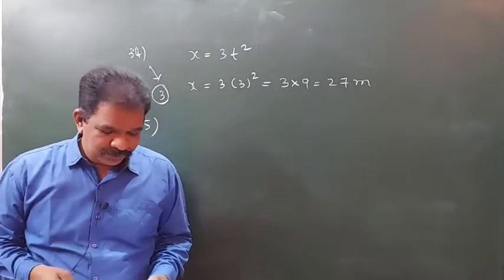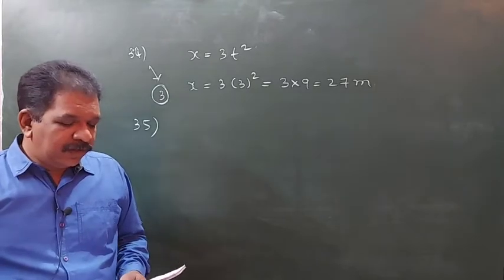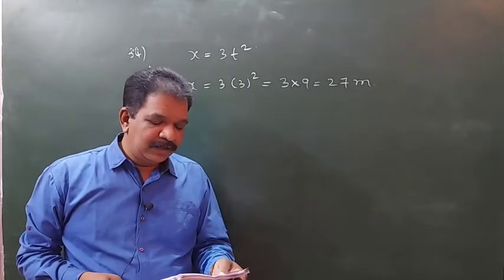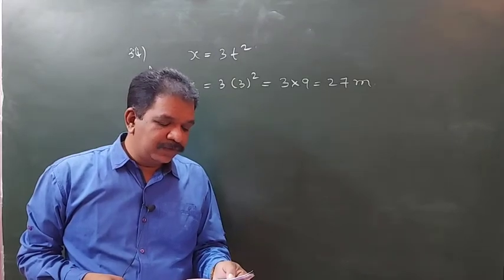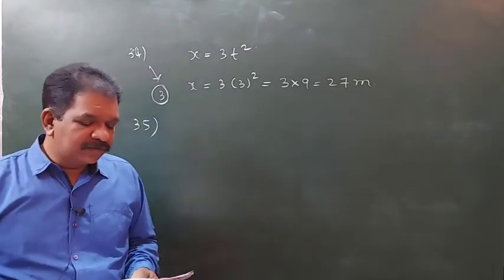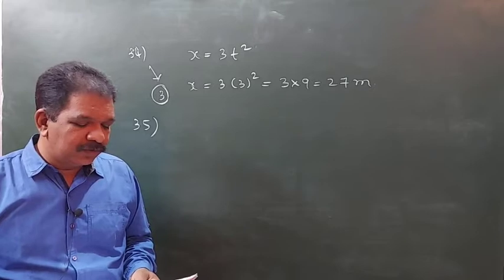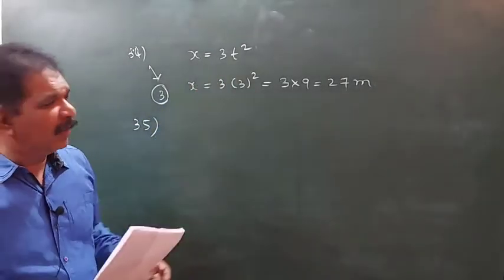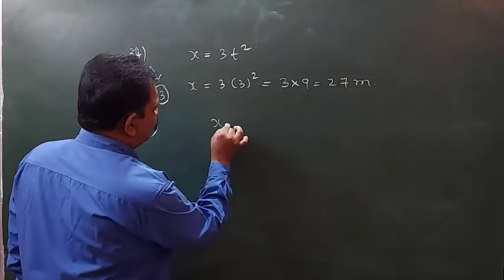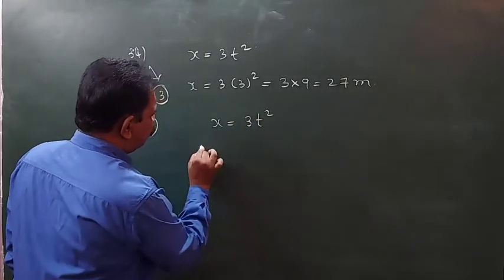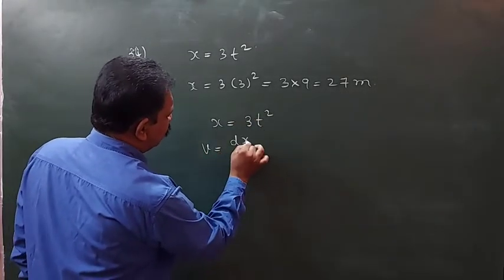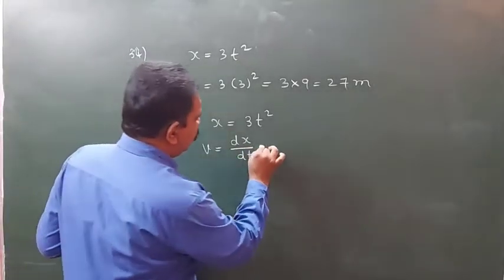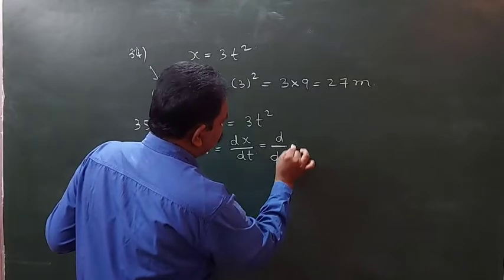35. Evaluate the limit of delta x by delta t, delta t approaches to 0. Find its velocity at t is equal to 3 seconds. We have to differentiate this one to find the velocity. x is equal to 3t square, na? v is equal to dx by dt formula. This is d by dt of x.